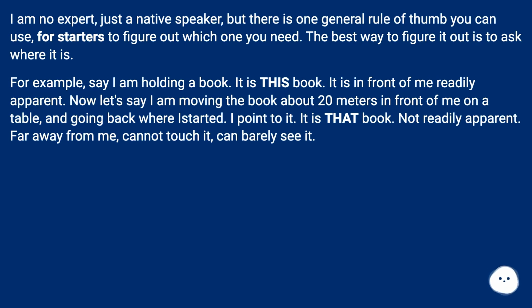Now let's say I am moving the book about 20 meters in front of me on a table, and going back where I started. I point to it. It is that book. Not readily apparent. Far away from me, cannot touch it, can barely see it.